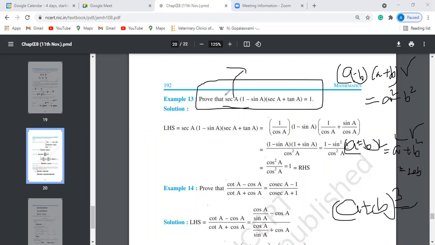First, you have to convert this sec or tan a, whatever it might be, into sine and cos. For example, sec a is 1 by cos a. Cosec a is 1 by sine a. Tan a is sine a by cos a, or cot a is equal to cos a by sine a. So in this way, you have to convert into sine a or cos a. That's very important. So that's the first step.